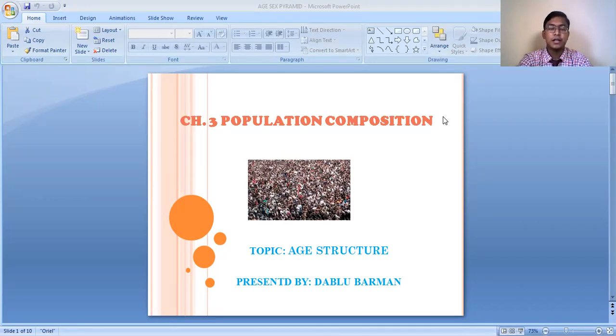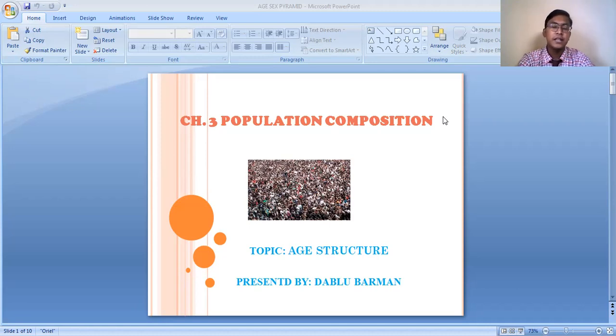Latvia is the country which has the highest sex ratio in the world, and Qatar is the country which has the lowest sex ratio in the world. So this variation actually exists. There is a variation in the sex ratio in different parts of the world because of the socio-economic status of the country.